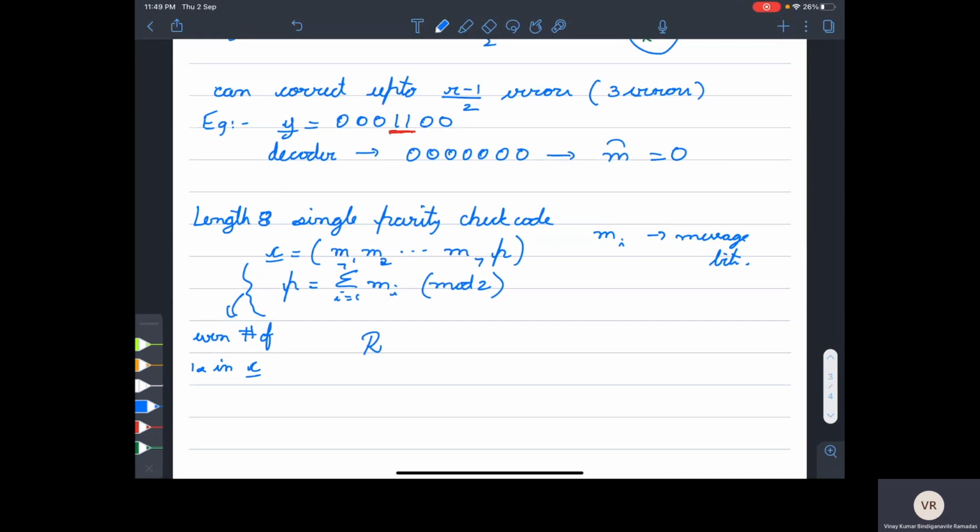So what is the rate of this particular code? Now for every 7 message bits, we are sending 8 coded bits. Hence the rate is 7 by 8.